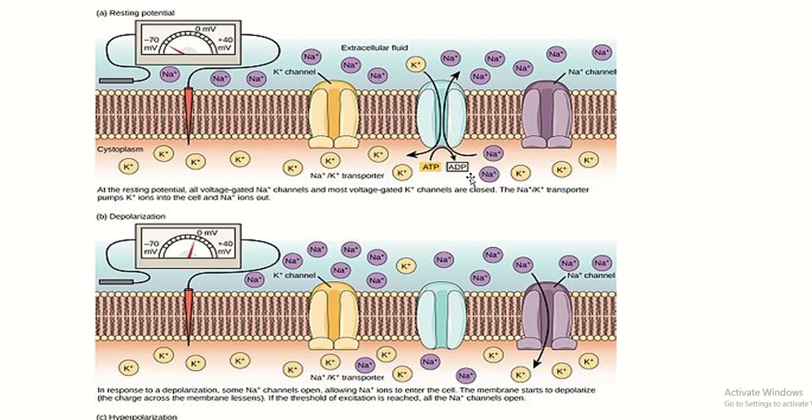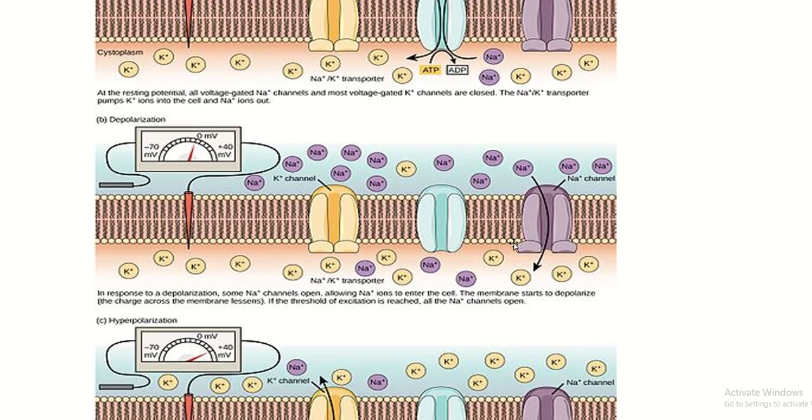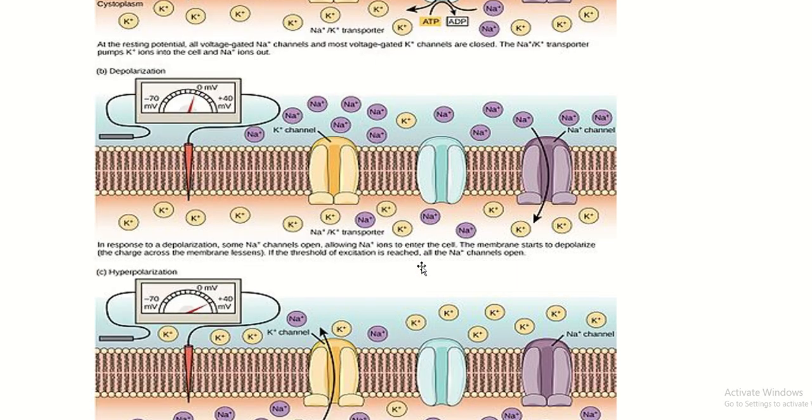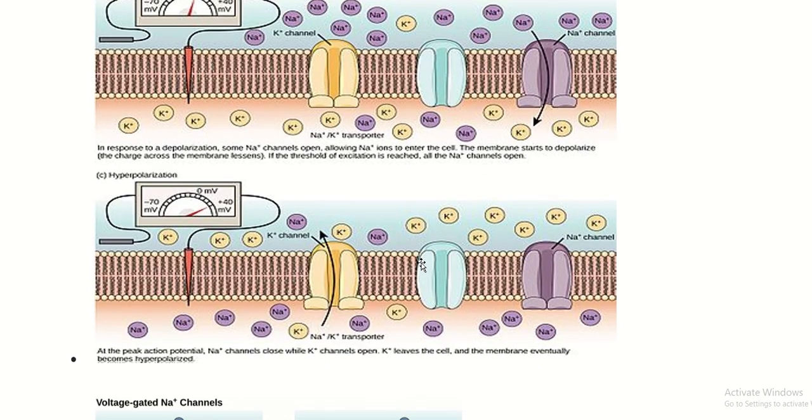So this is the sodium potassium pump. Due to the sodium potassium pump, 3 sodium go outside, 2 potassium go inside. It creates a negativity within the cell. This is known as the resting membrane potential. When the sodium channel is open, a huge number of sodium enters the cell and positivity within the cell is increased. This is known as depolarization.